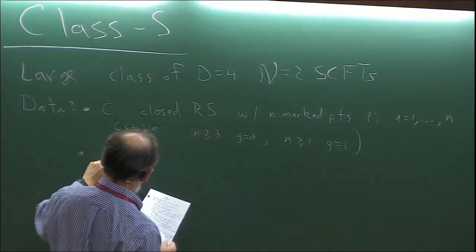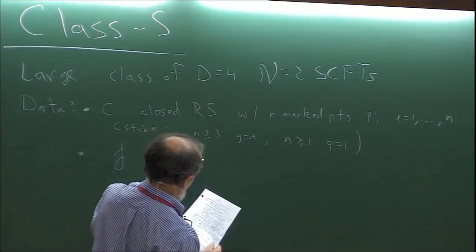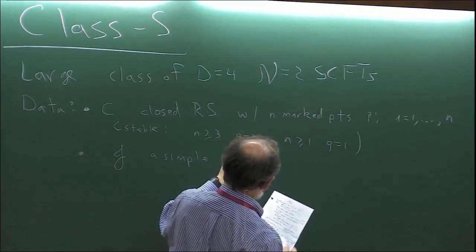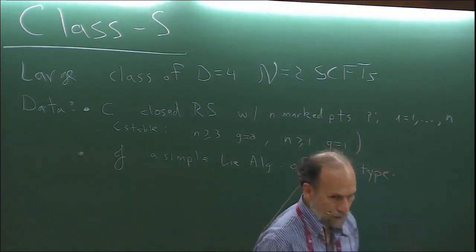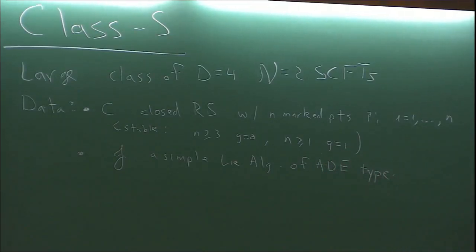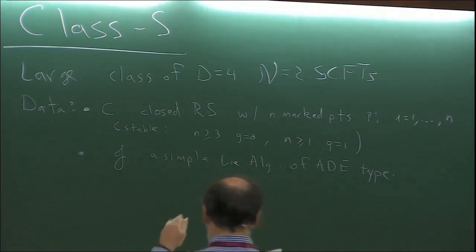The next piece of data is J, a simple Lie algebra of ADE type. And as a point of clarification, every Lie algebra I'm going to speak of is a complex Lie algebra. Every Lie group is going to be the corresponding compact real form. Don't ask me exactly what the global structure is, whether it's the simply connected or the adjoint or whatever. That level of subtlety will be well beyond our abilities for the next hour and 10 minutes. But as I said, Lie algebras are complex, the corresponding groups are compact. Okay, so we have J.